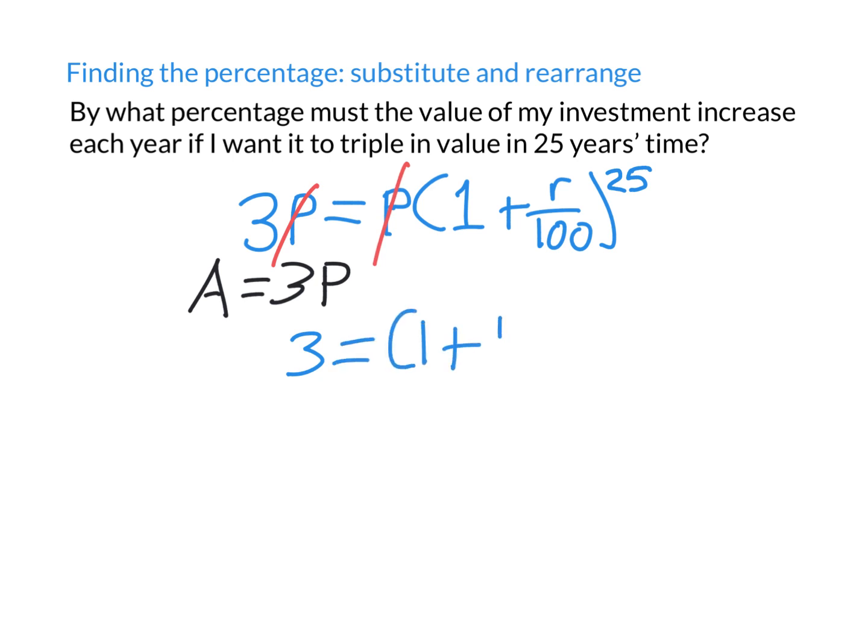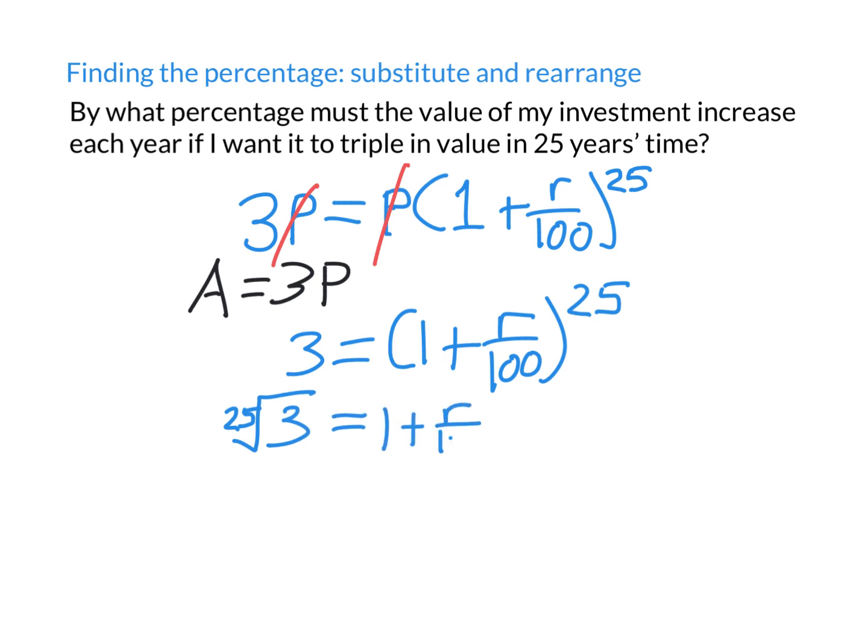3 equals (1 plus R over 100) to the power of 25. So now I'm just going to perform some algebra to find what R is. So R's been divided by 100, then 1 is added, then raised to the power of 25. How are we going to undo that? Well, the way you undo raising to the power of 25 is actually the 25th root. So taking the 25th root of both sides, I end up with this.